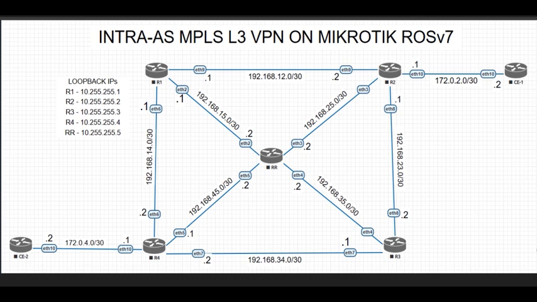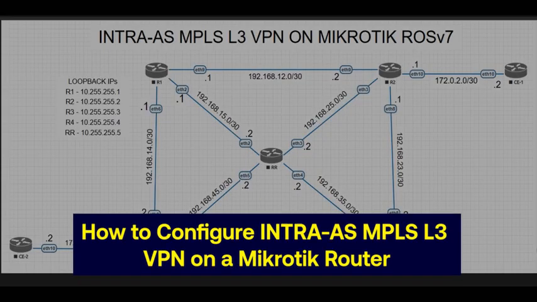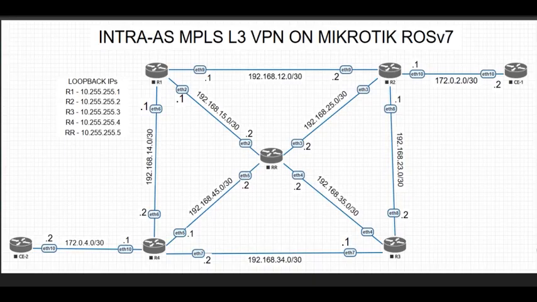And today we want to learn how we can configure INTRA-AS MPLS. There are 3 VPN on our MikroTik devices. The MikroTik routers we are using for the purpose of this video is running version 7. And for INTRA-AS, this means that the end devices, that is our client, is connected to the same AS. We are running the same AS on all our devices.